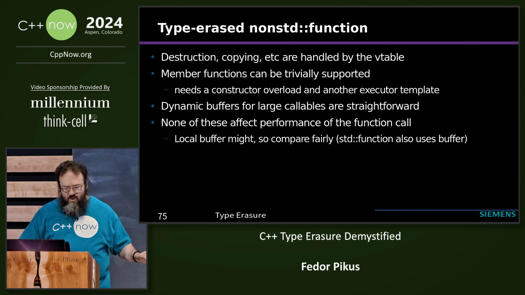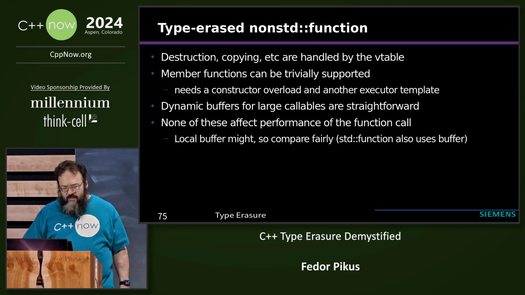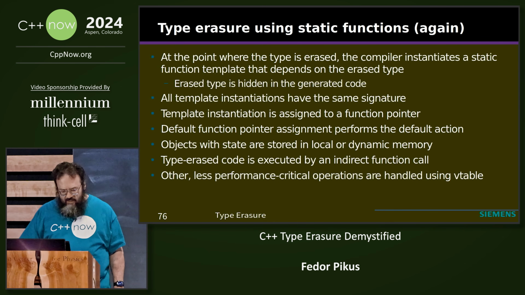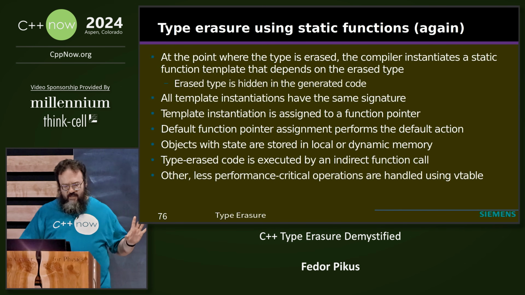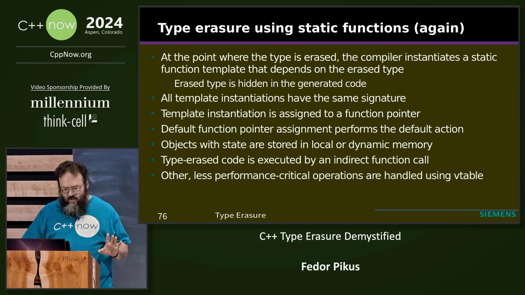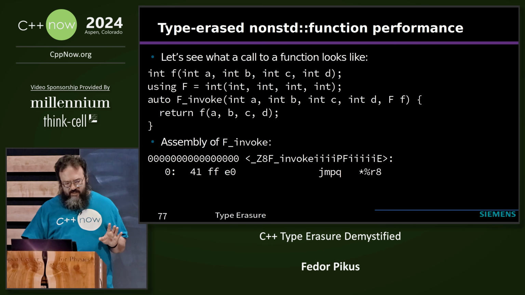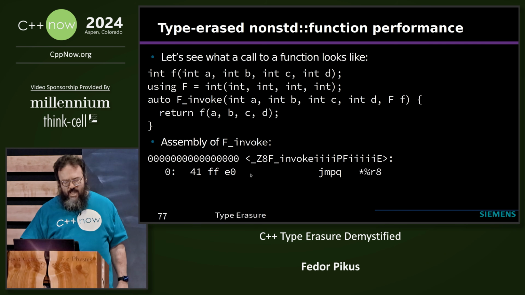Okay, ignoring the vtable, ignoring the dynamic buffers for now. And I'm going to do a fair comparison where both std::function and my function use a local buffer. Okay, so the essential elements I already talked about. Before I show you the benchmark, I'm going to show you what the assembly code looks like. So here is some function of like 4 arguments. It has a type. First, let's see what the assembly looks like of a function that invokes this. Looks like that. It just jumps to that address.